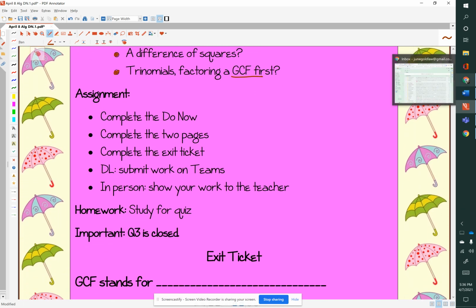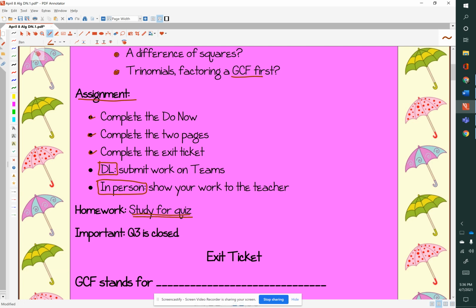Our assignment will be to complete the do now. We have 2 pages of work to do today and an exit ticket. If you're a distance learner, you need to submit those photographs on Teams. And if you are in person, show me your work. I'll walk around the room and I'll see what you're doing and give you credit. Tomorrow is our first quiz in this unit, so please study for that. And important, marking period 3 is closed.